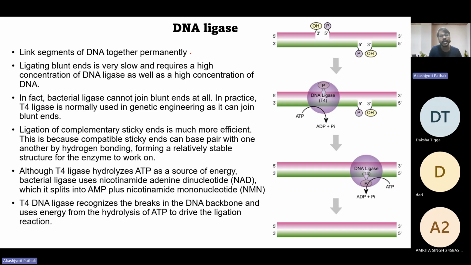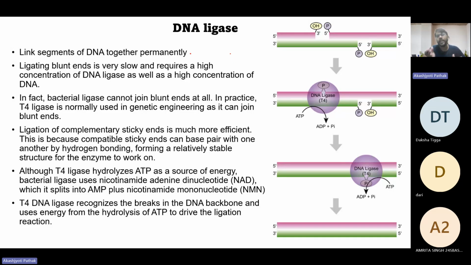Now, ligating blunt ends is very slow. That is what I was explaining. So what is usually preferred? If you are doing molecular cloning, restriction enzymes that create sticky ends are usually preferred rather than enzymes which create blunt ends. Why is it so? Because it is very difficult to ligate DNA molecules which have blunt ends. It is very slow and requires a high concentration of DNA ligase as well as a high concentration of DNA.